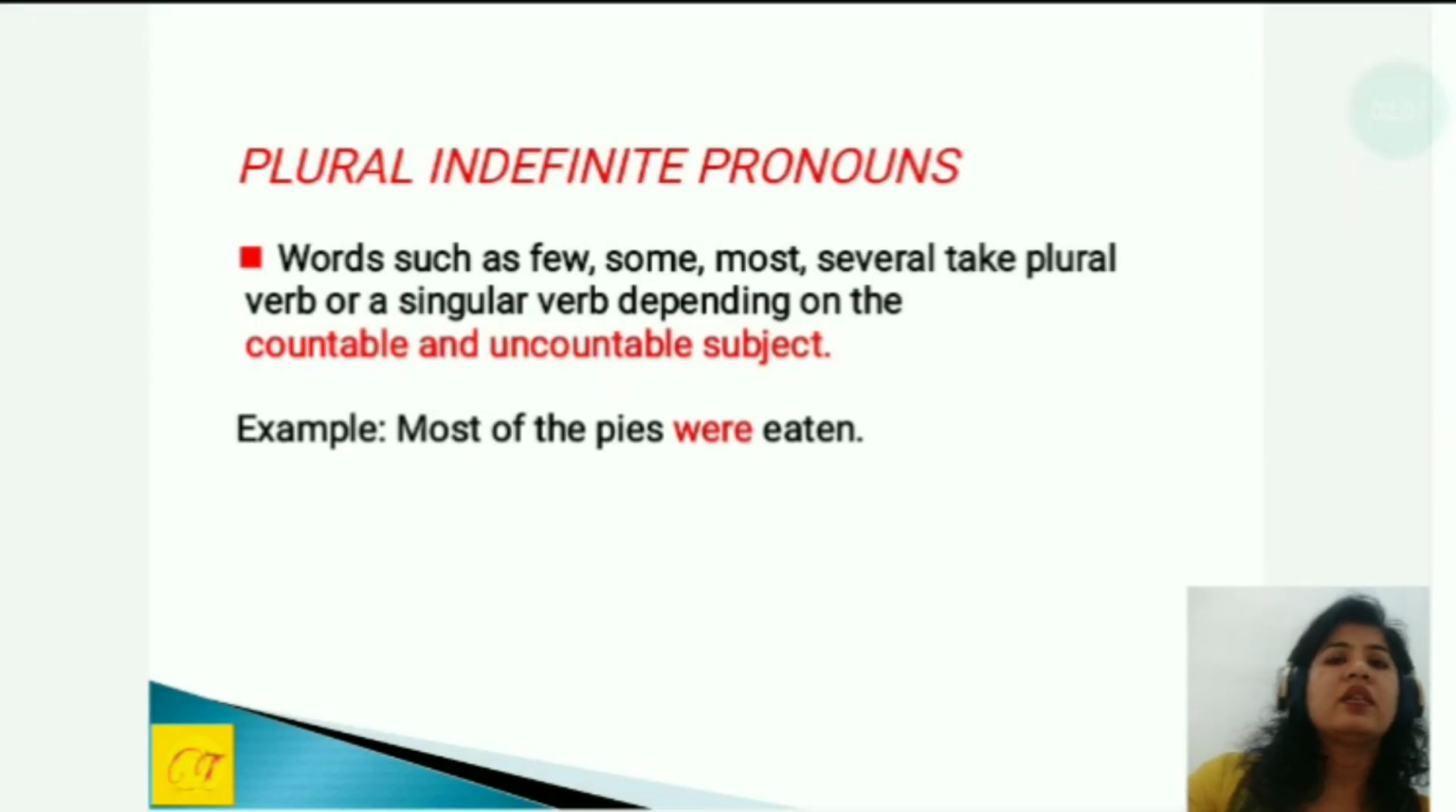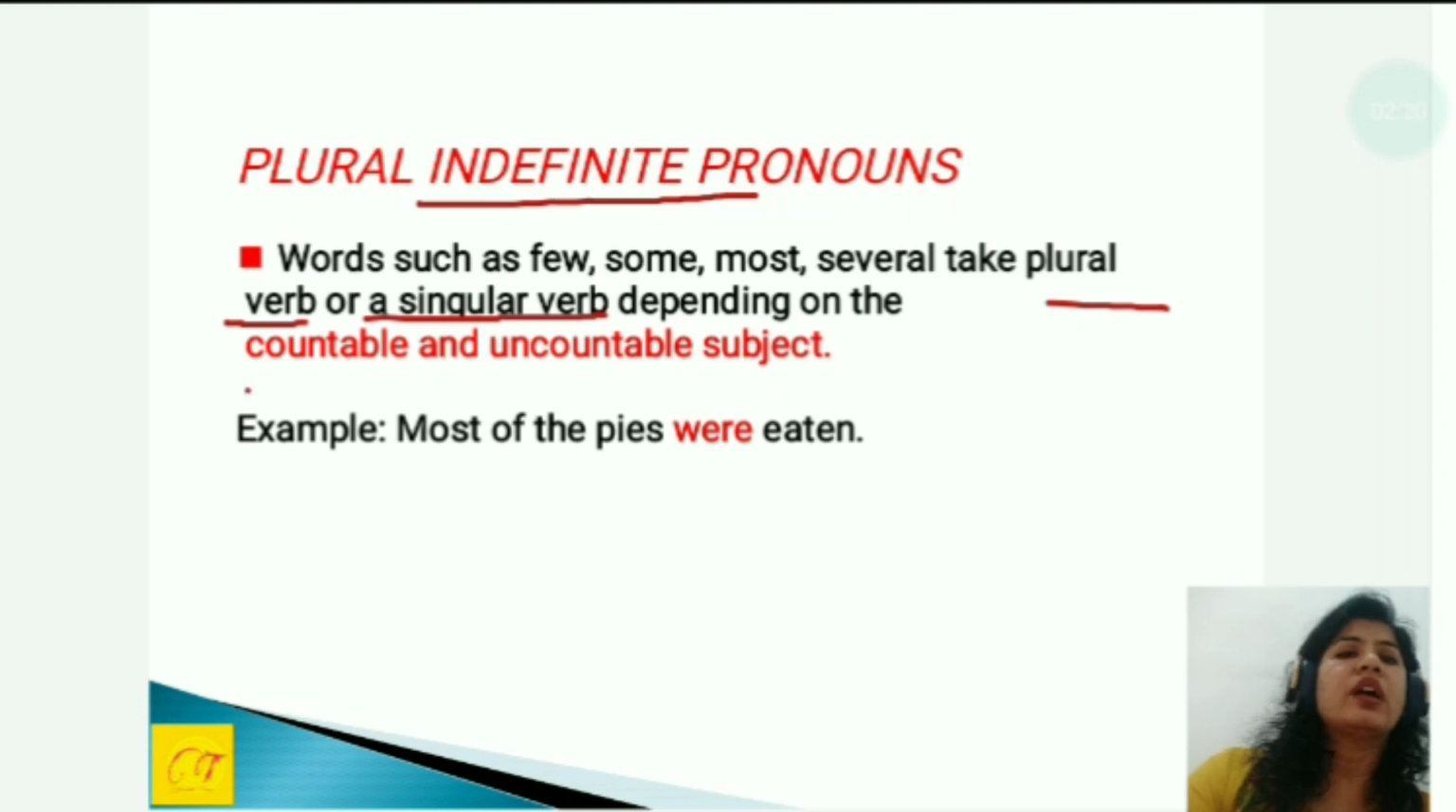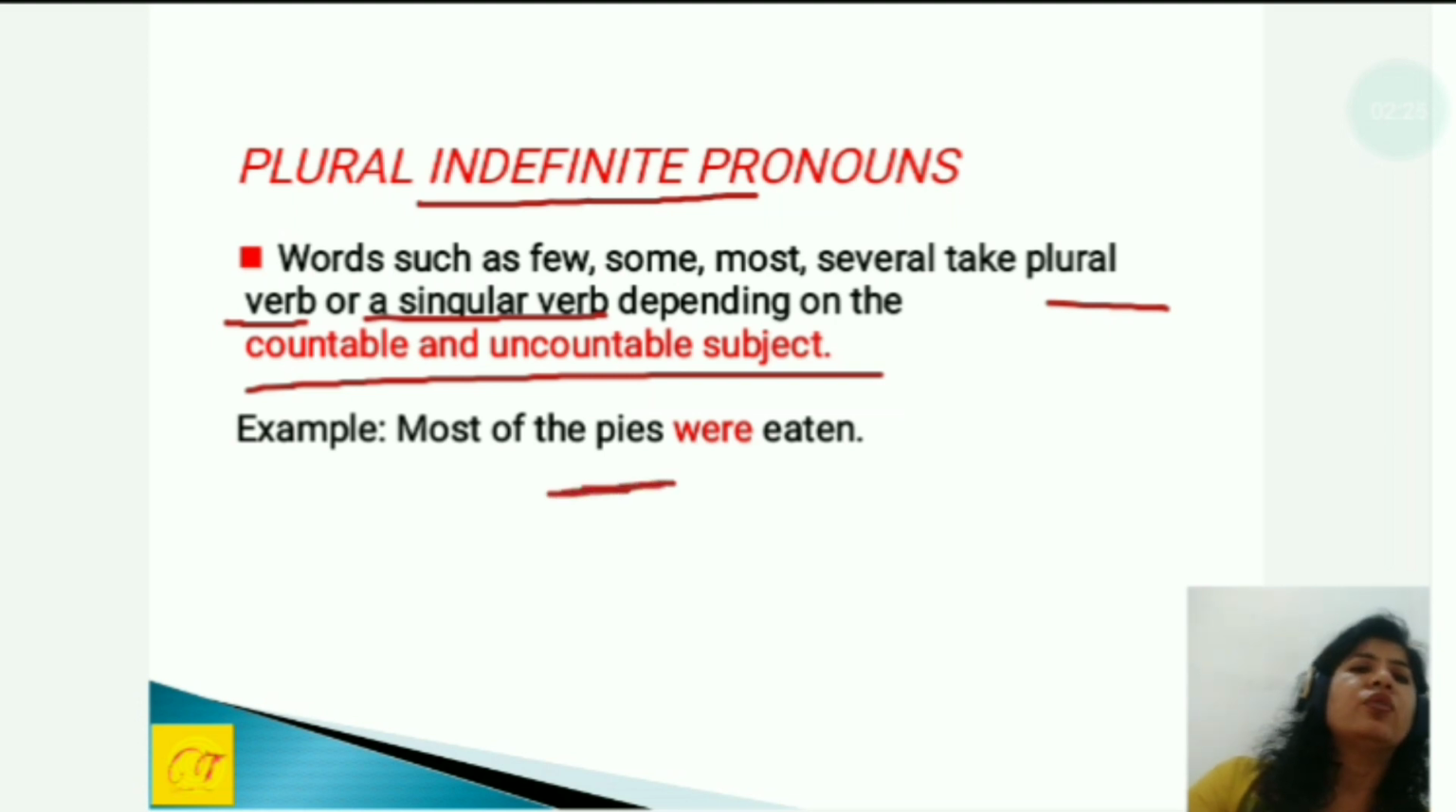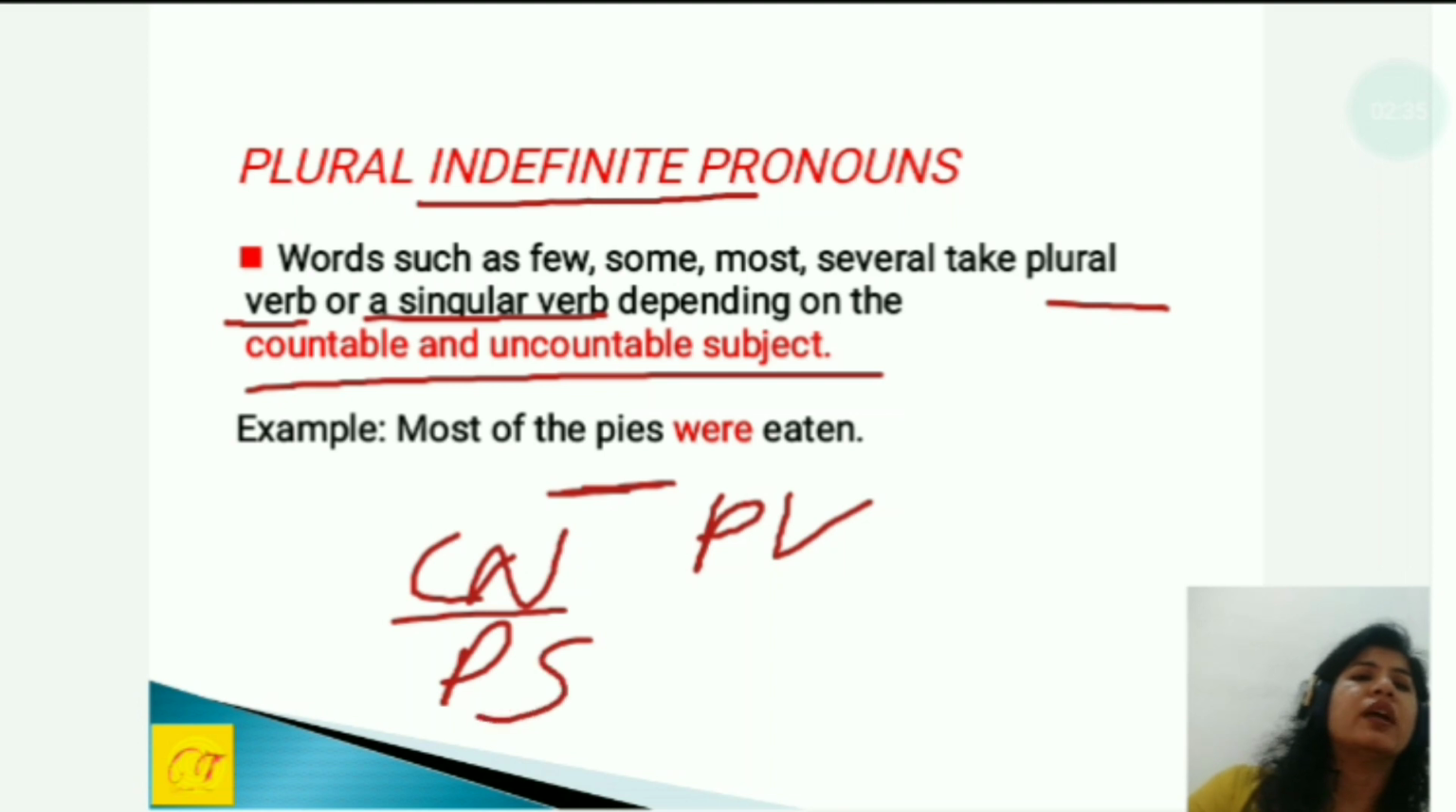The next rule says that whenever there is plural indefinite pronoun, words such as few, some, most, several, they take plural verb or singular verb depending on the countable and uncountable subject. If the subject is countable, then we would use plural verb. Here in this example, most of the pies is a countable noun. So it's considered as plural subject. So plural verb is applied. And if there is uncountable subject like water, milk, sand, air, etc., then we would use singular verb. Alright?